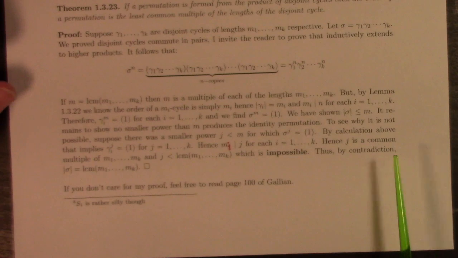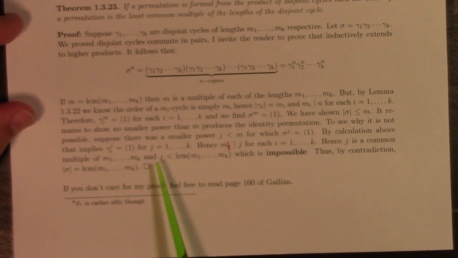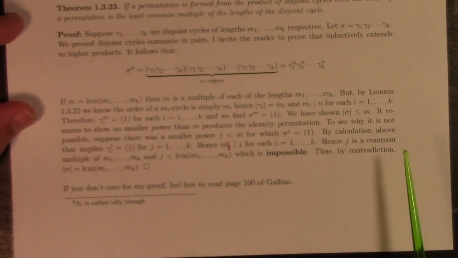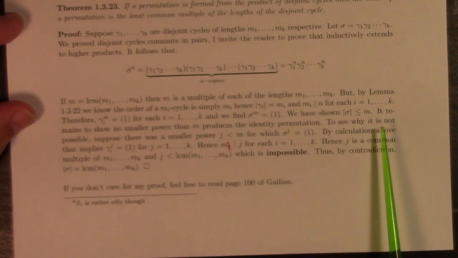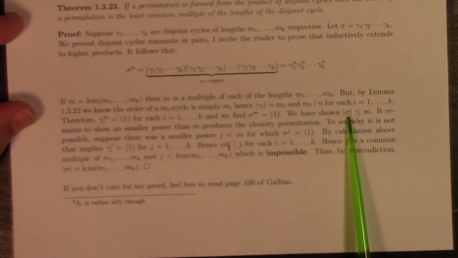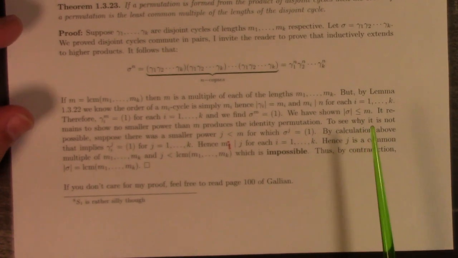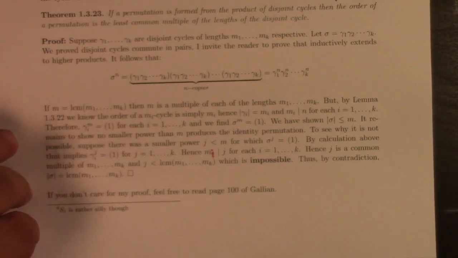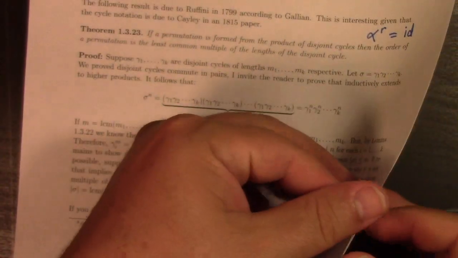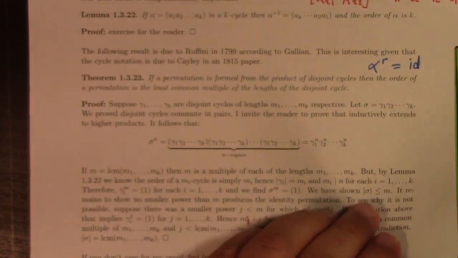Hence j is a common multiple, and it's smaller than the least common multiple, which of course is a contradiction. And it follows that no smaller power of sigma can give you the identity. m is the first power for which it happens, and therefore that's the order. All right. Well, anyway, so that's a nice identity, apparently due to Ruffini.